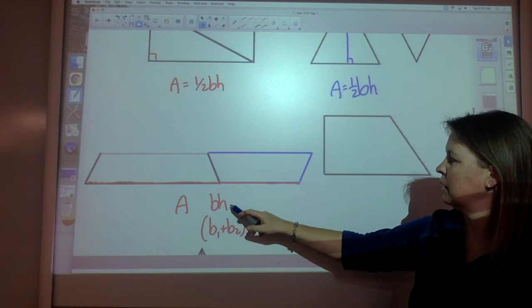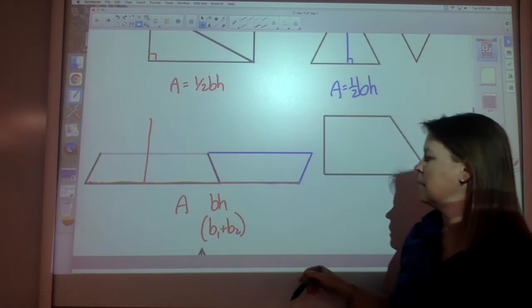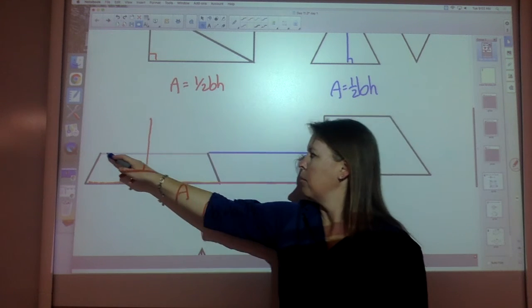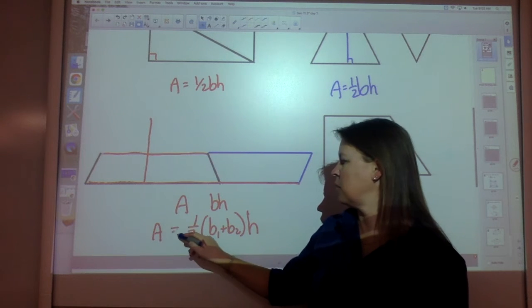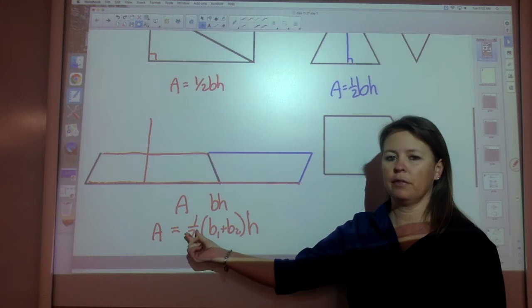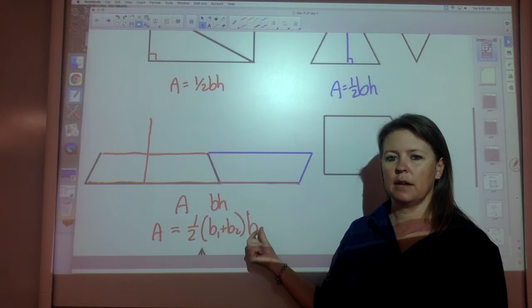What's our height? Our height was all the way up to here, but it's not anymore. Our height was all the way up to there, but now it's only half of that. So area of a trapezoid, and we're going to write these down when we go to the next page, is half of the bases added together times the height.